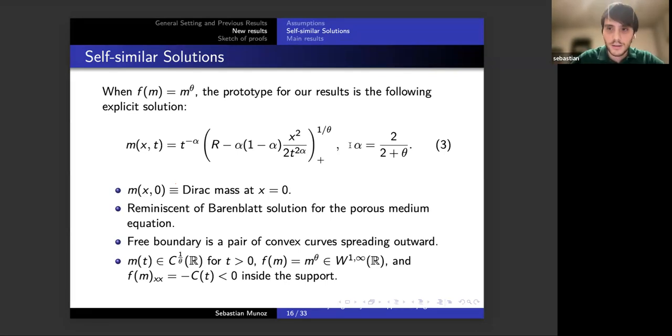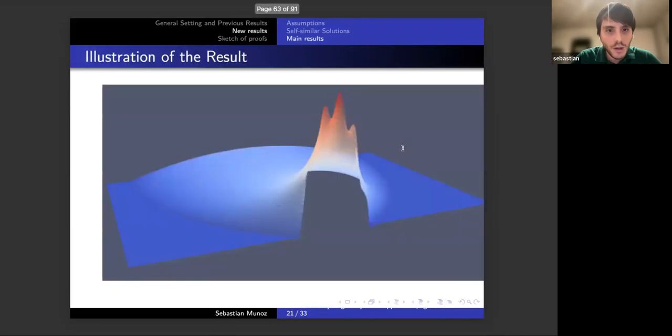Something we showed is that in the long time, the solution in general always spreads with this same algebraic rate t to the alpha, where alpha is given by this exact formula, 2/(2+θ). So that we can find a sharp quantification of how fast it's spreading, and it is given by the prototype solution. I didn't write it explicitly here, but it is in the paper.